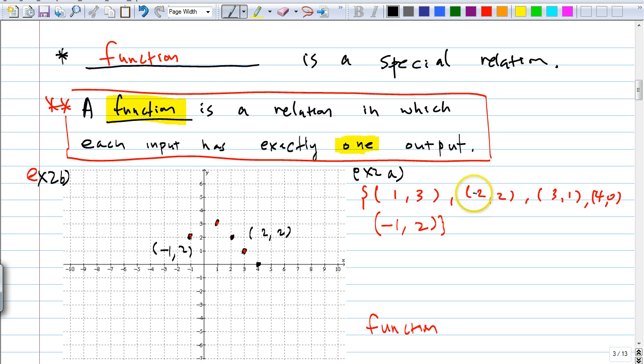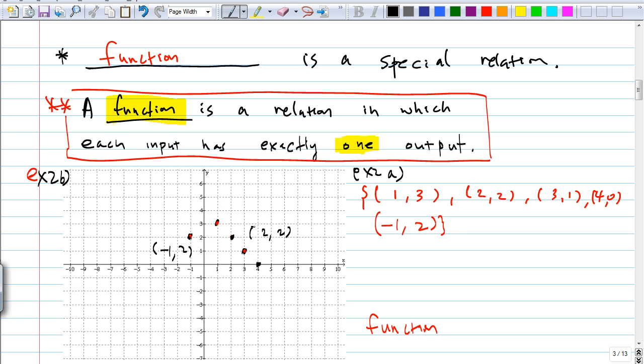What about 2? How many outputs does 2 have? It has only 1 output, which is 2. 3 has how many outputs? 1, which is 1. How many outputs does 4 have? 1, which is 0. How many outputs does -1 have? 1, which is 2. And if I were to plot it, I get this point, right?